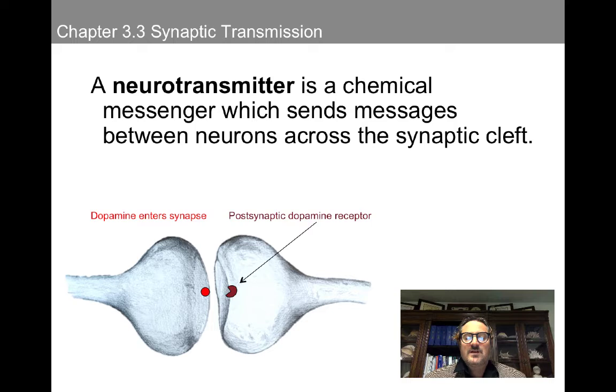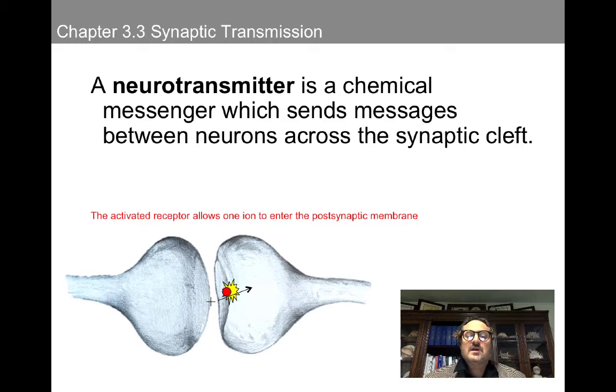So there we see that red circle. That's actually dopamine. Dopamine's a neurotransmitter. It's a biogenic amine, and we're going to talk about it in more detail, but it diffuses across the synapse, and then it activates a receptor when it reaches the other side. And whenever the receptor is activated, it actually leads to a graded potential.